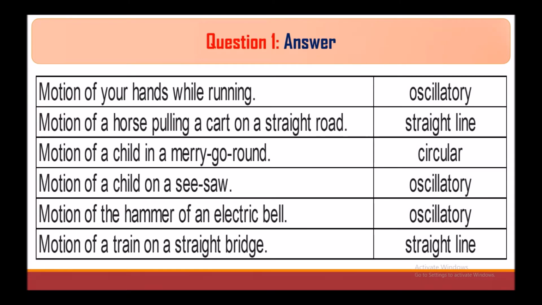So motion of your hands moving while running, it is oscillatory. Motion of a horse pulling a cart on a straight road, straight line. Motion of a child in a merry-go-round, circular. Motion of a child on a seesaw, oscillatory. Motion of a hammer on an electric bell, oscillatory. Motion of a train on a straight bridge, straight line.